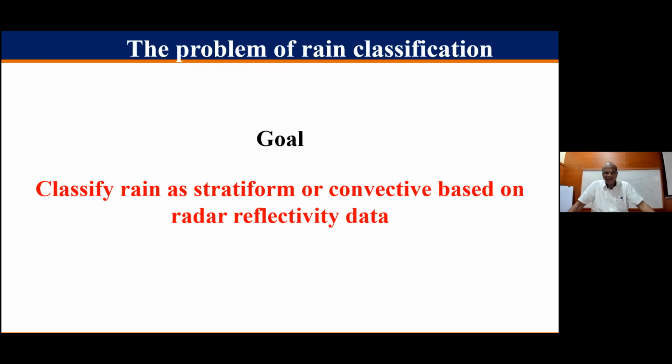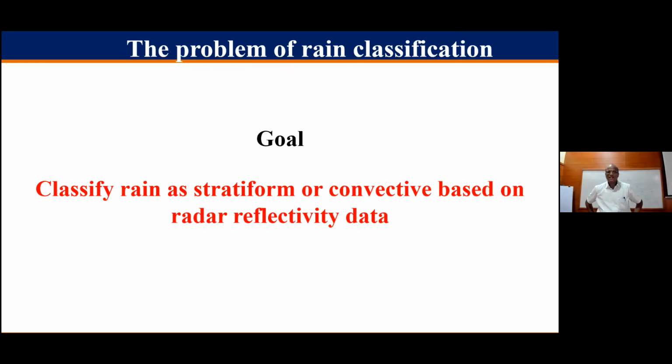Stratiform is generally light rain. Convective is your towering clouds, dark cumulonimbus clouds, which are dangerous, CB. Okay, so my initials, my short form, is also CB. So CB is dangerous. Cumulonimbus is a dangerous cloud. Pilots would like to avoid that.